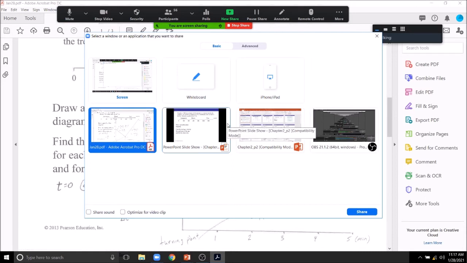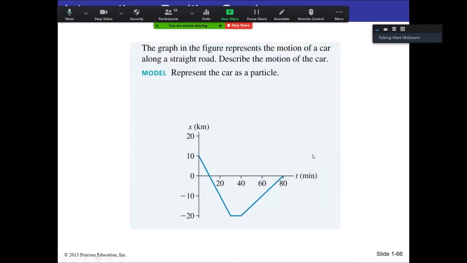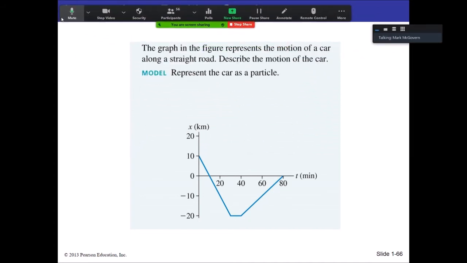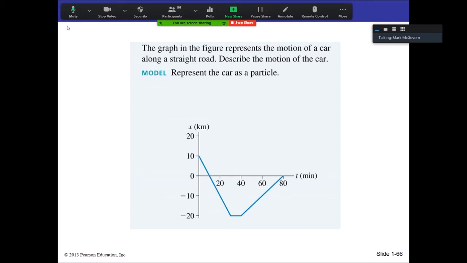Okay. Let's go back to here. Okay. Here's another position versus time graph. And we want to describe what the car's doing in this situation. So we want to come up with a story, basically. So we're kind of going backwards.